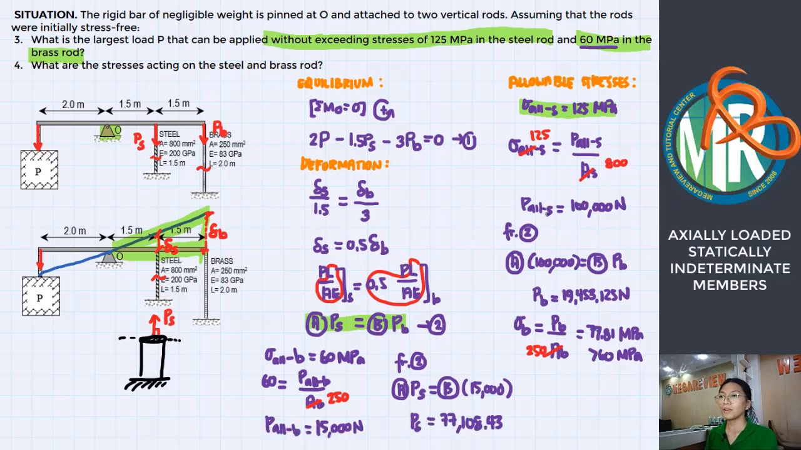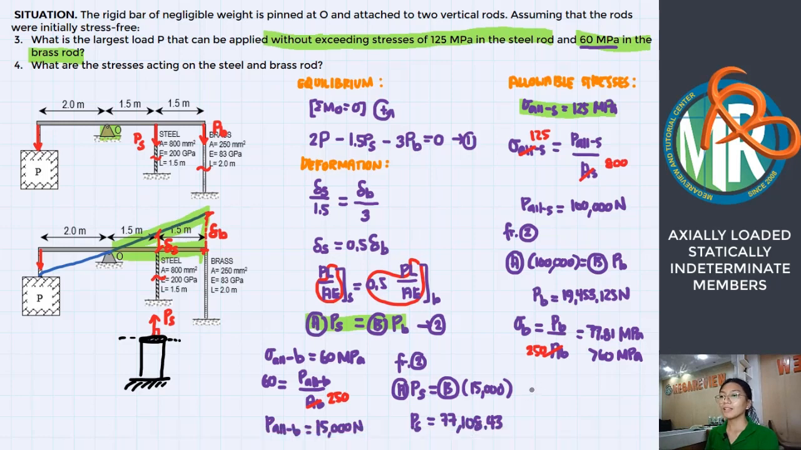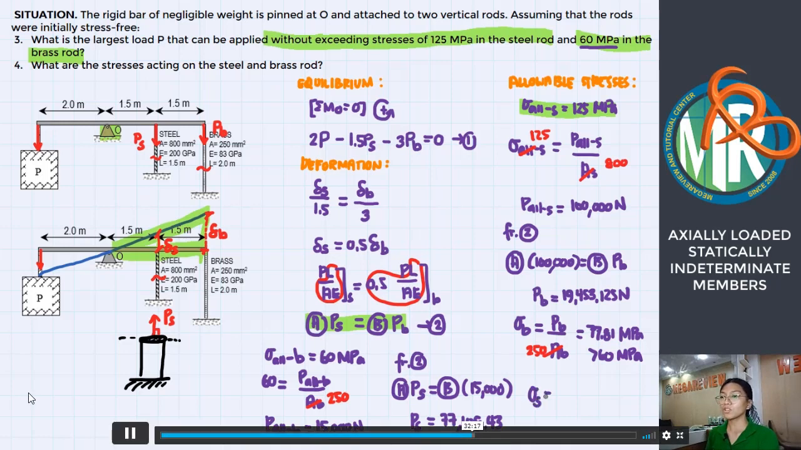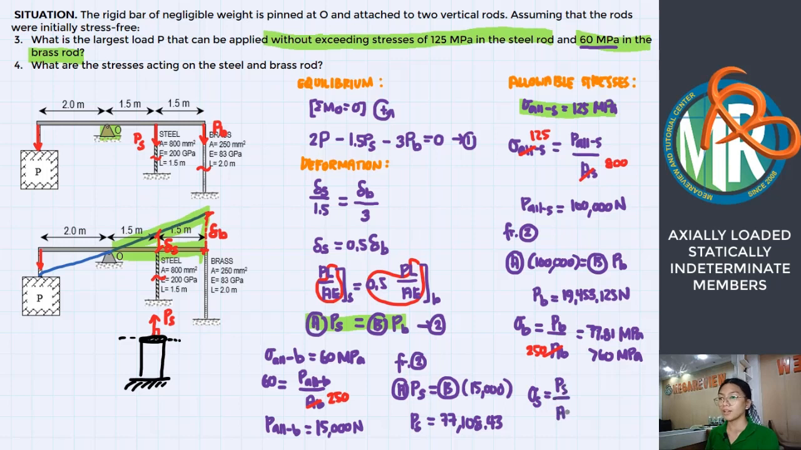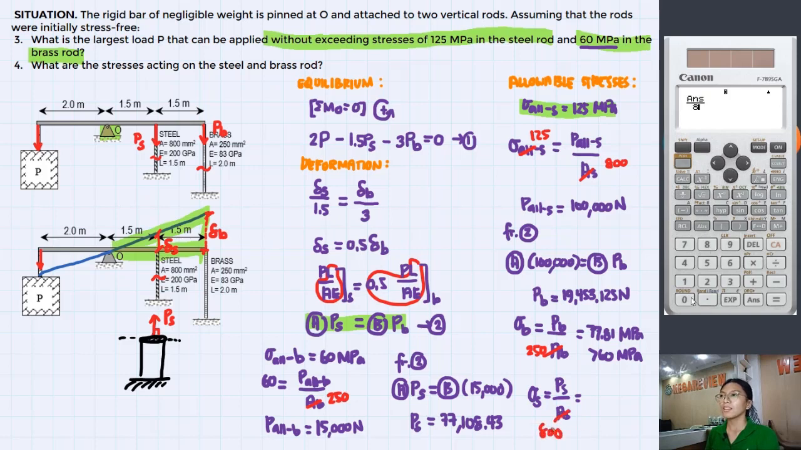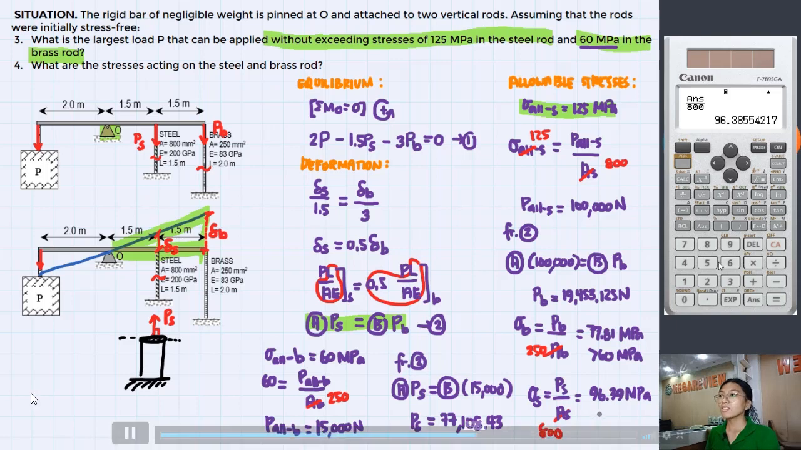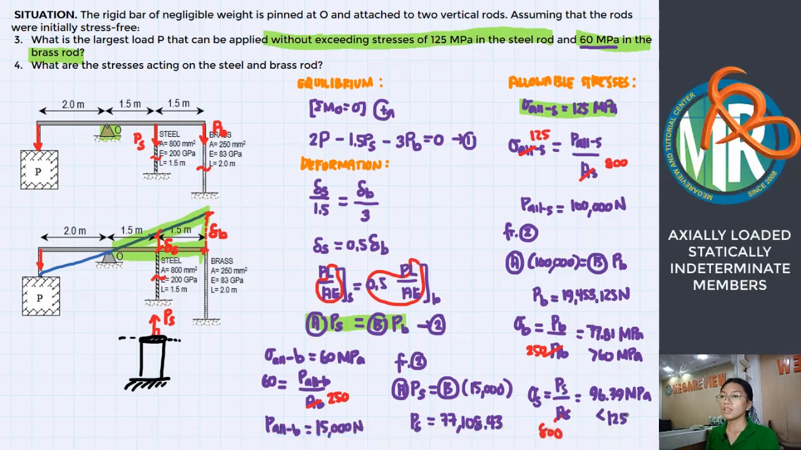Kasi yung nakuha mo kanina, 'di ba, yung allowable na force na pwede mong i-apply sa steel is up to 100,000 Newton lang. No? This one is less than 100,000. So hindi to mag-fail. Pero i-calculate na lang din natin yung corresponding stress nito, which is force of the steel over the area of the steel. Area of the steel, that is 800 square millimeters. So this stress is equals 96.39 megapascal. As you can see, this is less than the allowable stress of the steel na 125 megapascal. So okay to, pasok to.